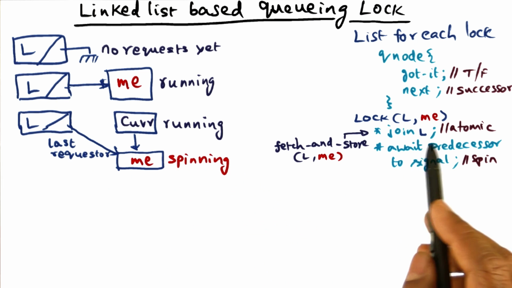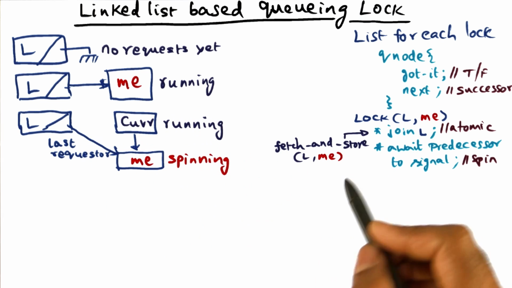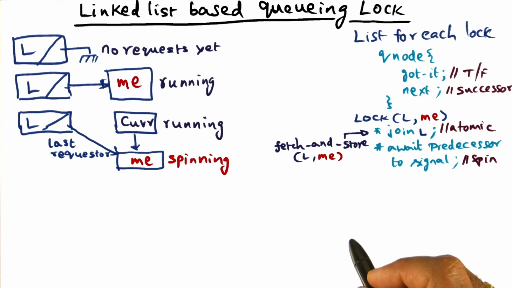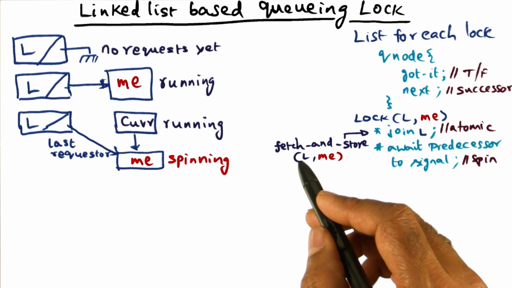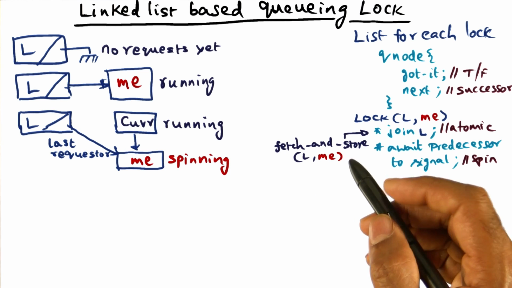The double act that I mentioned of getting my predecessor's coordinates and setting this guy to point to me is accomplished using this fetch and store operation. It's an atomic operation. And clearly, if the architecture does not have this fetch and store instruction, you have to simulate that with a test and set instruction.